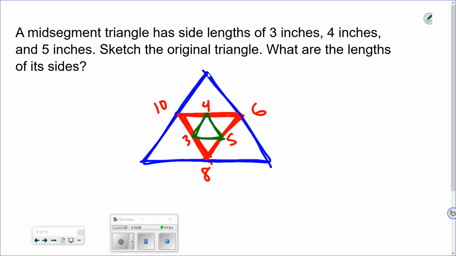Okay. I think this section most of you will enjoy. It's not super tough. You're just going over these basic rules of mid-segments. And good luck.